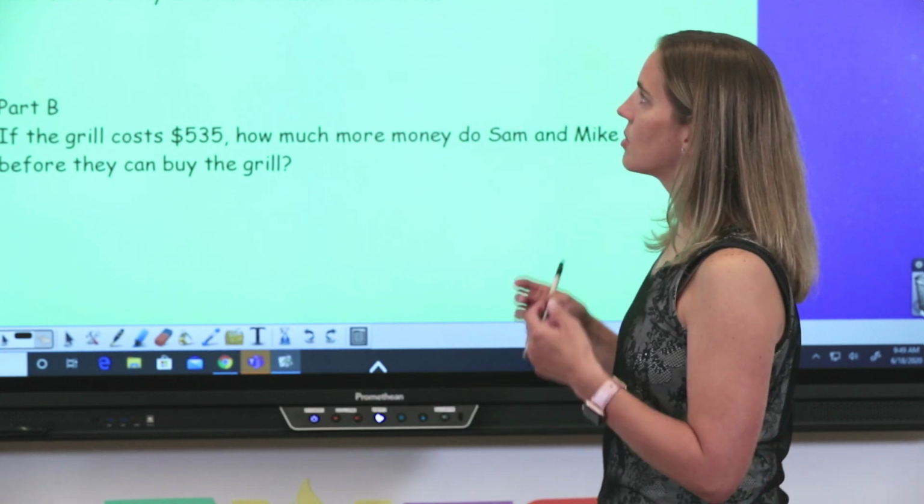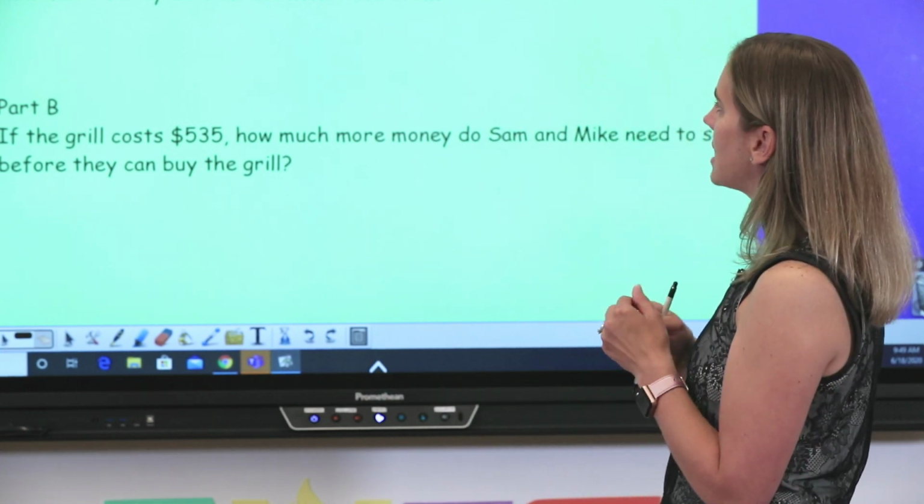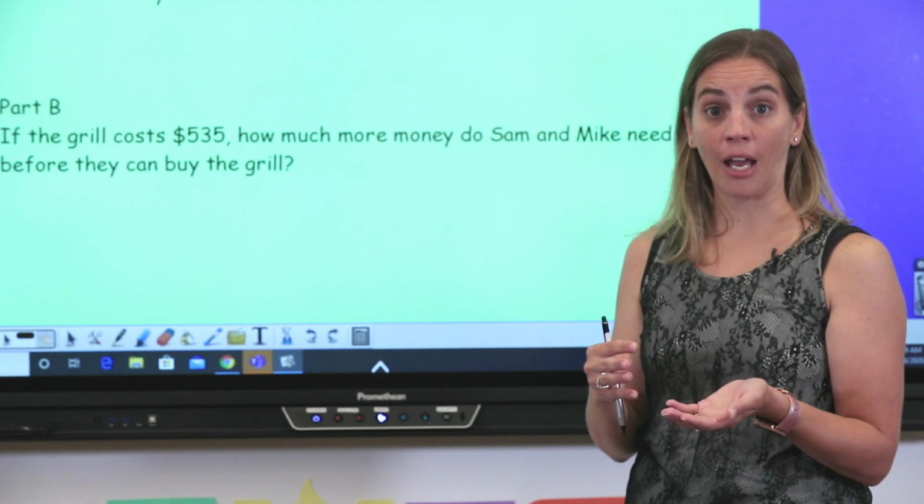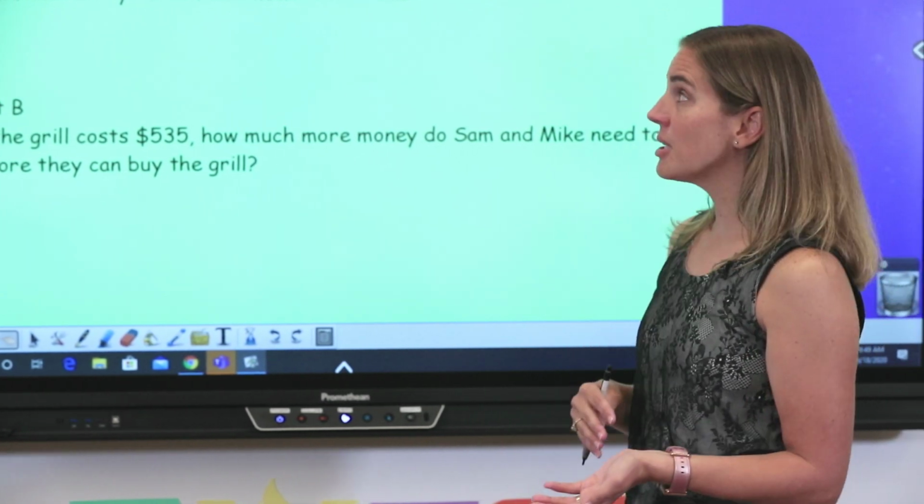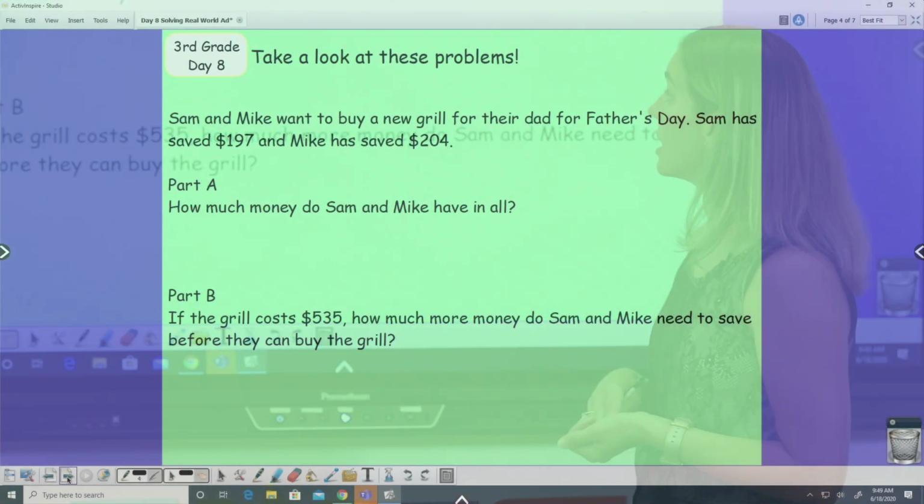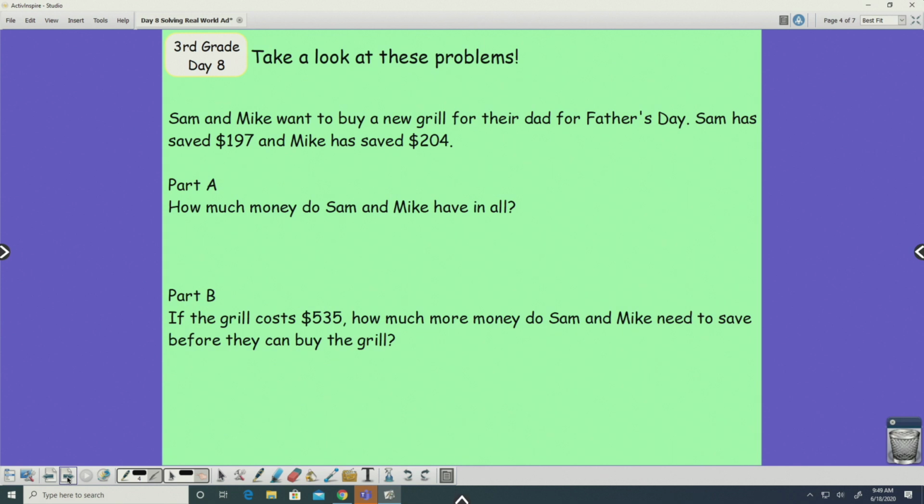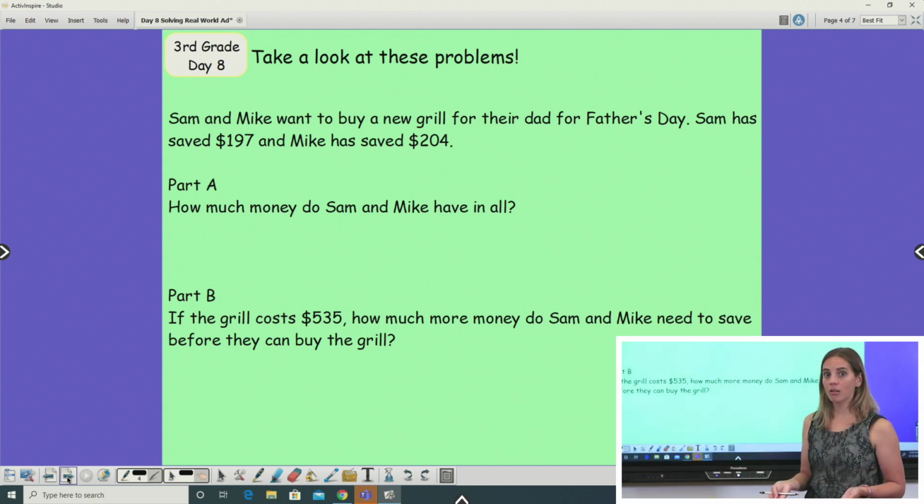Let's take a look at this first one and see what we can come up with. It says Sam and Mike want to buy a new grill for their dad for Father's Day. Sam has saved $197 and Mike has saved $204. Okay, so part A says how much money do Sam and Mike have in all?